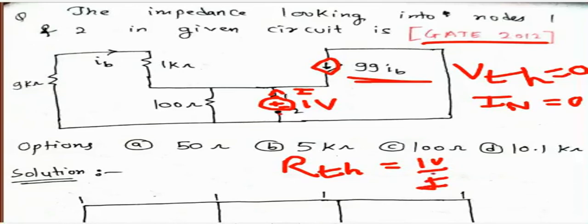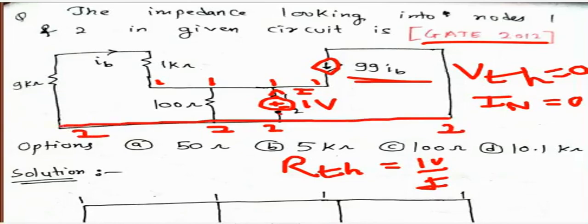Okay. So this is your node 1. This one is also node 1, and this one too. Now this is node 2, and this is also node 2. So this complete part is my node 2 and this complete part is my node 1.